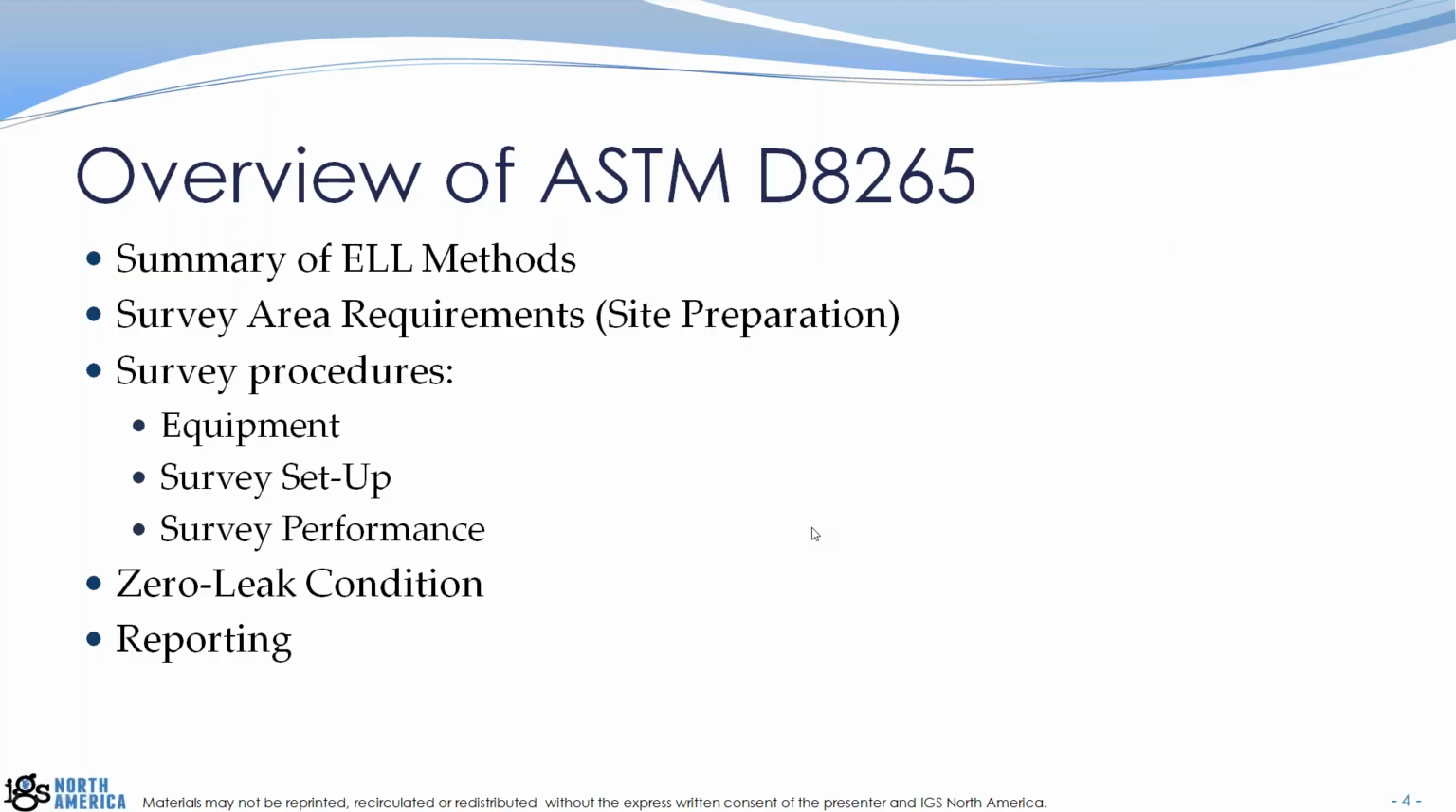So this is the organization of the ASTM. It provides a summary of the method, the survey area requirements, then it goes on to survey procedures. This is where the meat of the test really is. And then there's an optional section on documenting the zero leak condition.